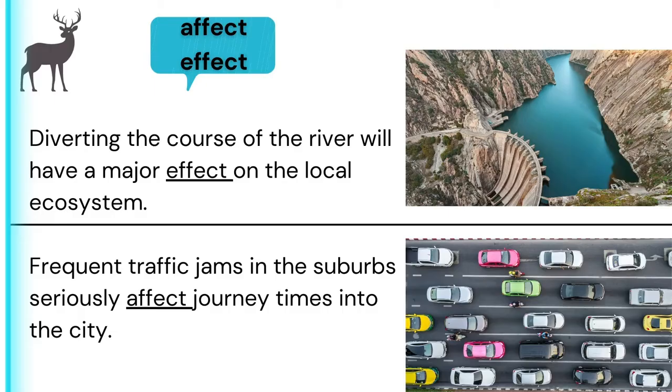Let's look at a sentence. Diverting the course of the river will have a major effect on the local ecosystem. Frequent traffic jams in the suburbs seriously affect journey times into the city. Now, the second one is talking about people, so we use affect. The first one is just talking about what will happen to the ecosystem, effect. So a good way to remember that is affect is more about people and feelings, effect is more about the outside world.